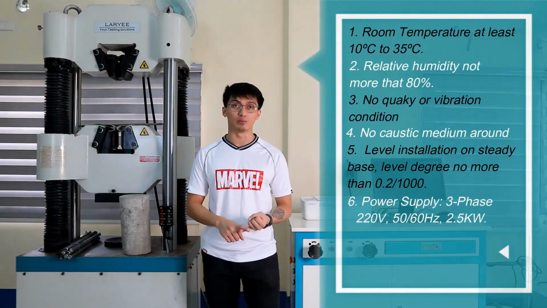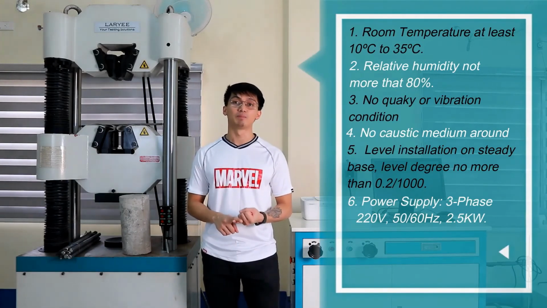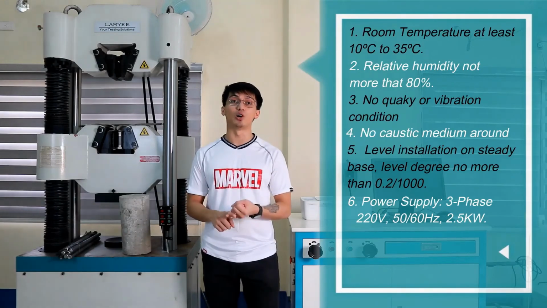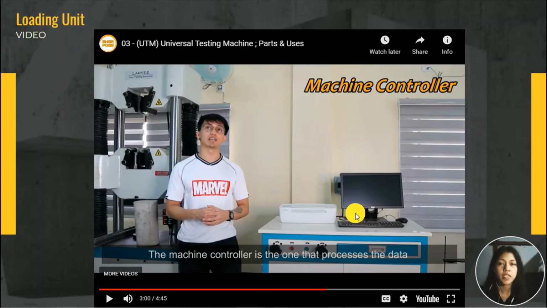Number 6, finally, the power supply should be 3-phase 220 volts, 50 to 60 hertz or 2.5 kilowatts. So for the short summary, the loading unit is where we arrange and exert the test specimen. It consists of parts including the load frame, the upper and lower crosshead, and the table.